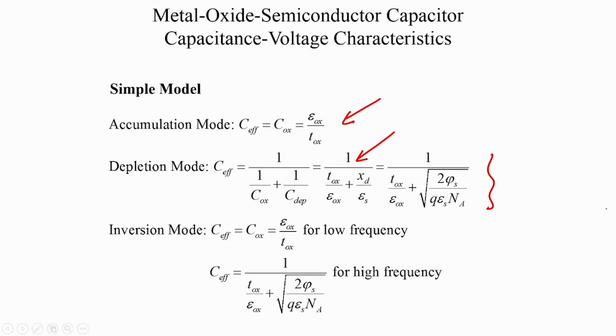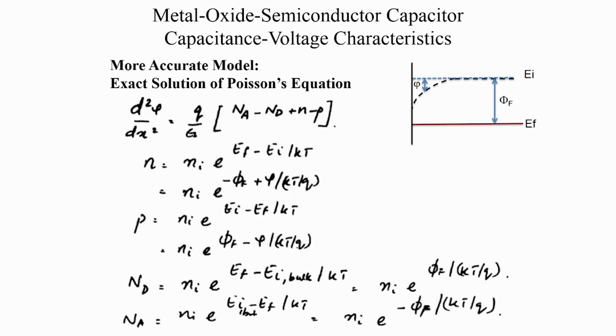And for inversion mode, you should know whether you are in low frequency or high frequency. In low frequency it is going to be Cox, and in high frequency it is going to take the same value as the depletion mode capacitance. Okay. The only thing is you need to use the same capacitance at all the Vg values. So, this is a simple model. In order to get a more accurate model, you need to solve Poisson's equation more accurately.